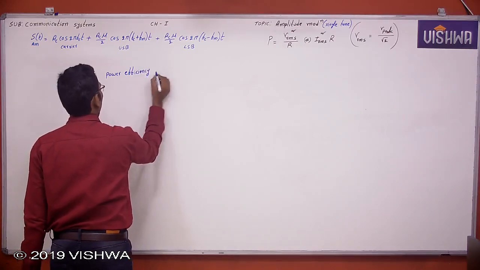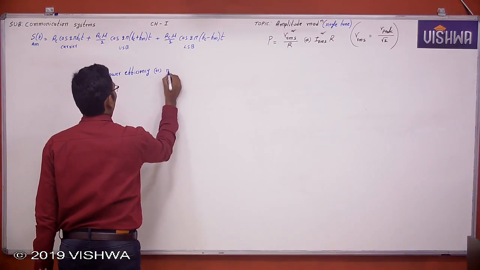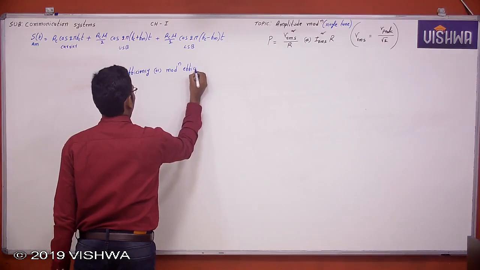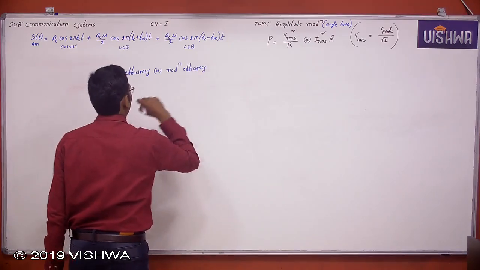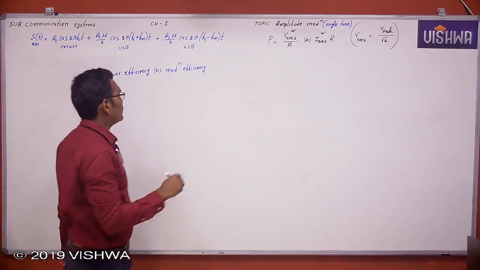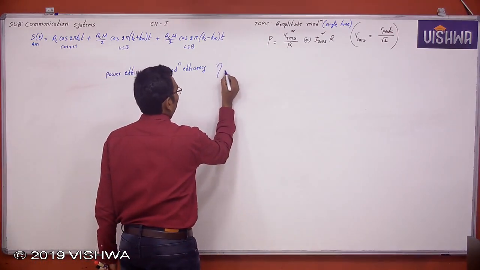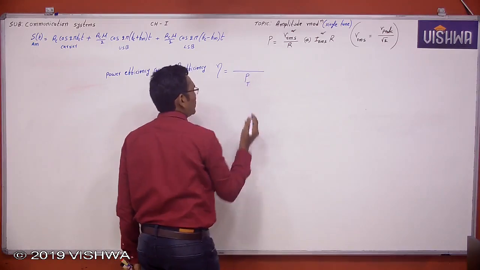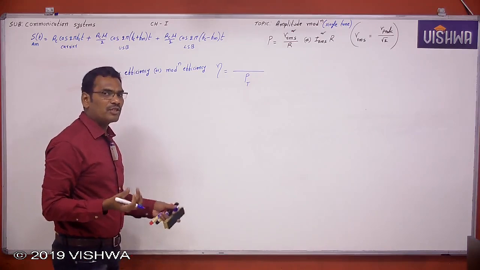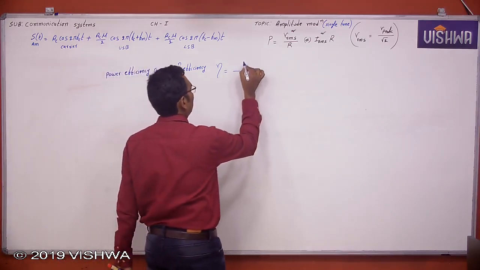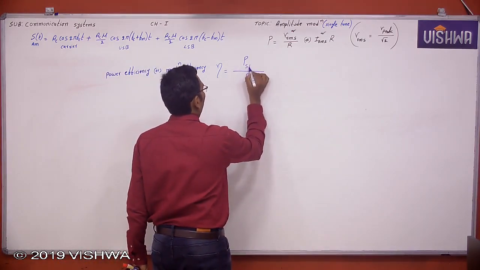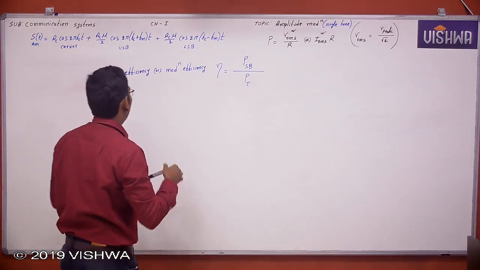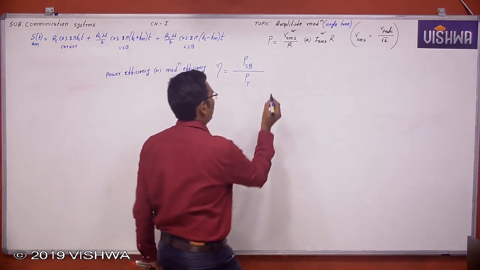Power efficiency or modulation efficiency. Now, what is efficiency? Output by input. Out of the total power, how much power is used by the information components? The information components are sidebands. Out of the total power, how much power is used by the sidebands is nothing but the power efficiency or modulation efficiency. So, what is the total power?